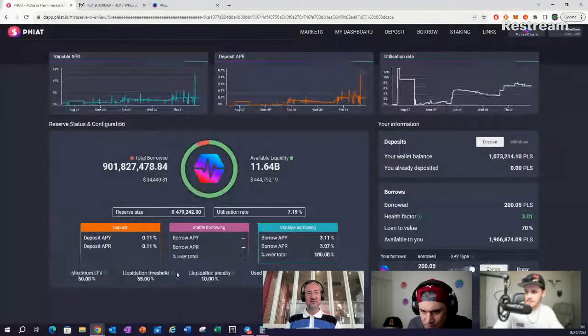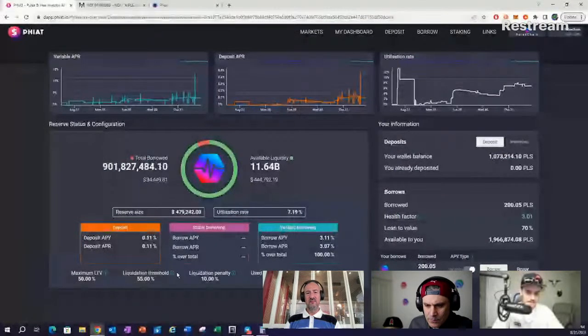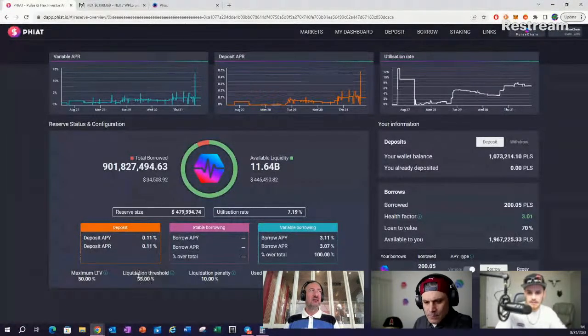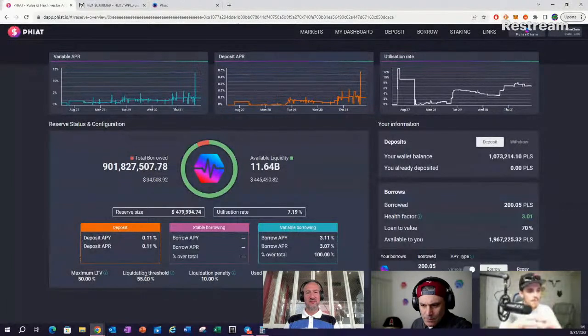The liquidation threshold is for the case where this person never pays back their loan. They take a liquidation penalty on their holdings, their collateral, and that's given to the liquidators. The threshold is when your debt is worth more than 55% of your collateral, and you're going to be liquidated. The way we measure your collateral to your debt is called a health factor.